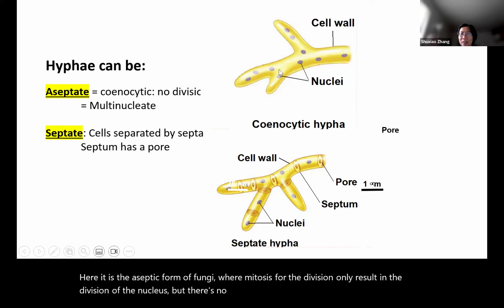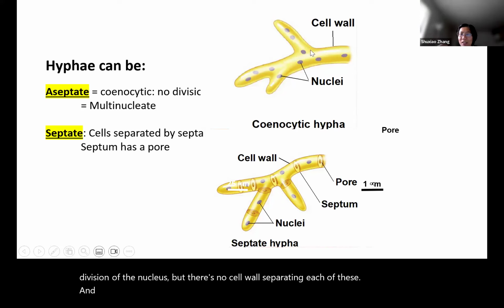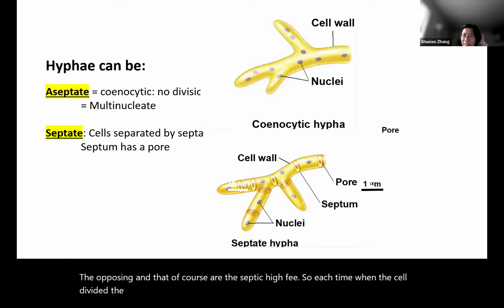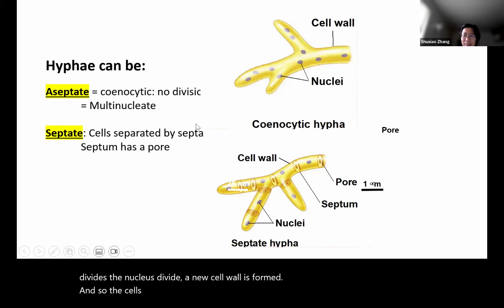And the cell wall that divides the hyphae is called septum. There's no septum, so it is aseptate. The opposing end of that, of course, are the septate hyphae. So each time when the cell divides, the nucleus divides, a new cell wall is formed. And so the cells are now separated by septa. The singular form is septum, plural form is septa. And the septum tend to have pores, as illustrated here.